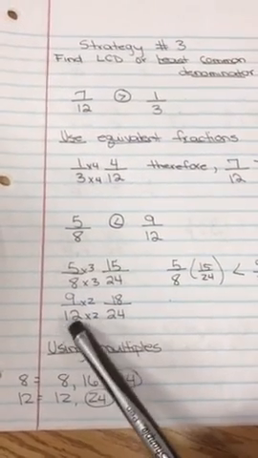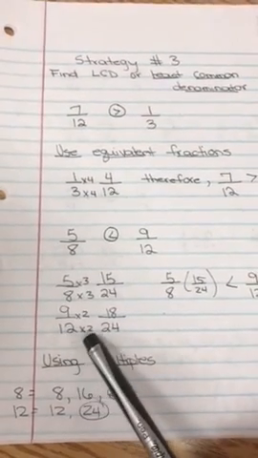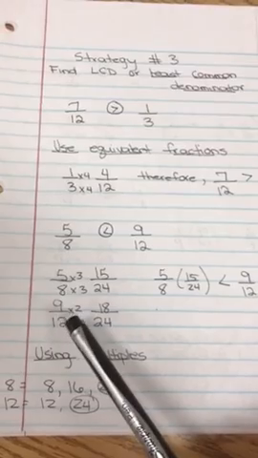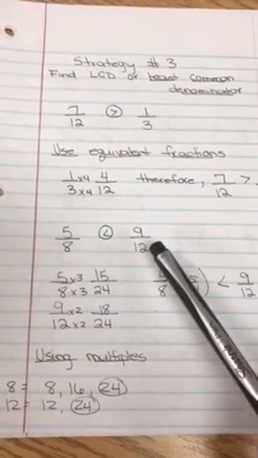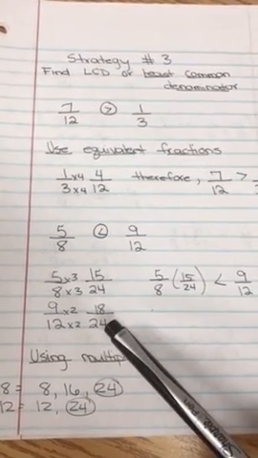And I set it equal. I'm finding equivalent fractions. So 12 times 2 gives me 24. 9 times 2 gives me 18. So 9/12, this original fraction, really is 18/24.